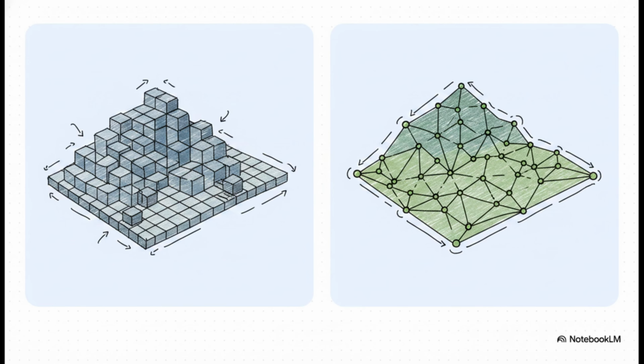On one side, we have raster data, which is built on a grid. Think of it like a digital photograph made of pixels, where every single square has an elevation value. It is incredibly computationally efficient. On the other side, we have vector data, like a triangulated irregular network, or TIN. This is point-based and adaptable, using triangles to map complex terrain with high precision, but it's computationally much heavier.